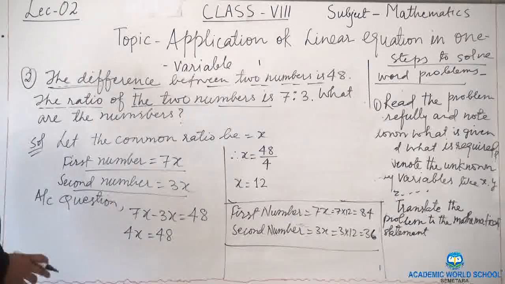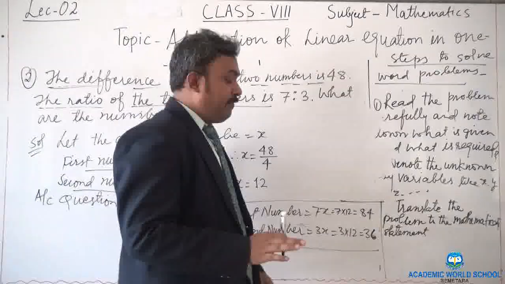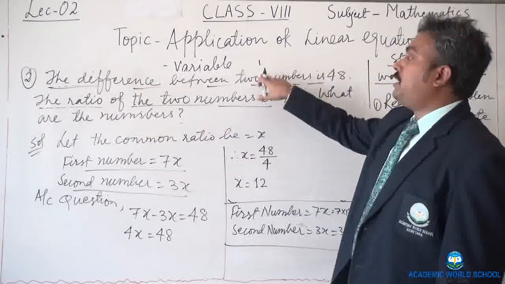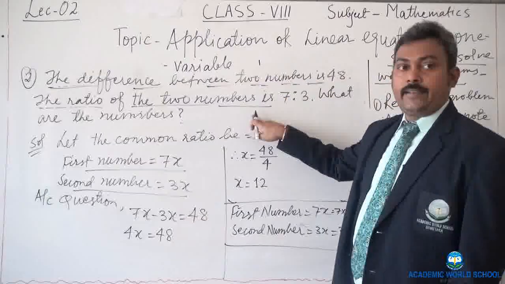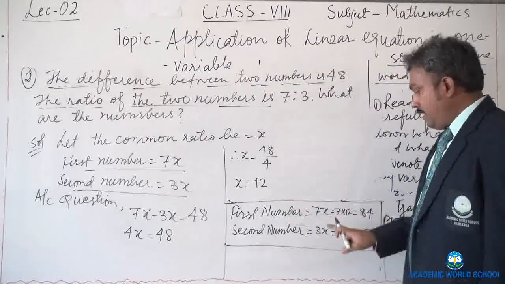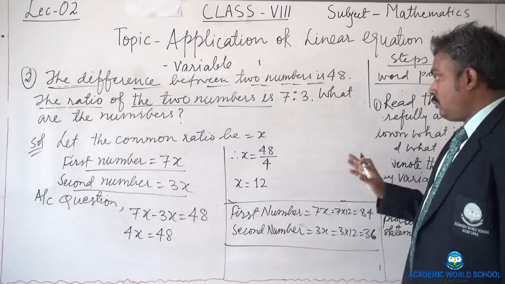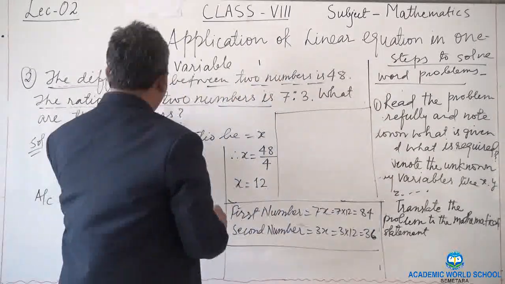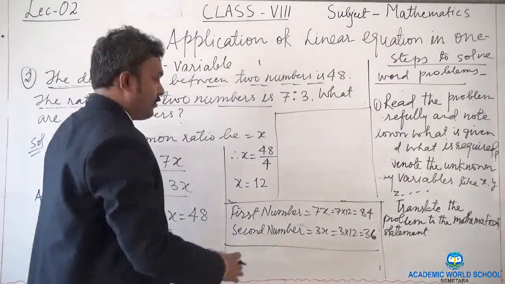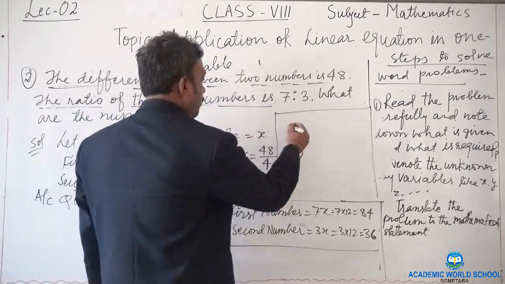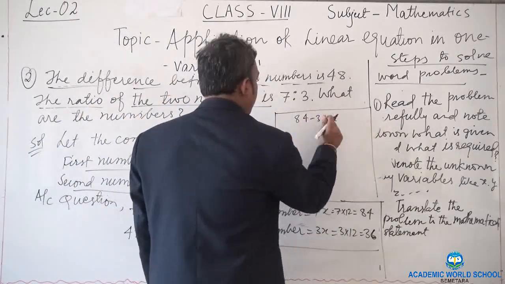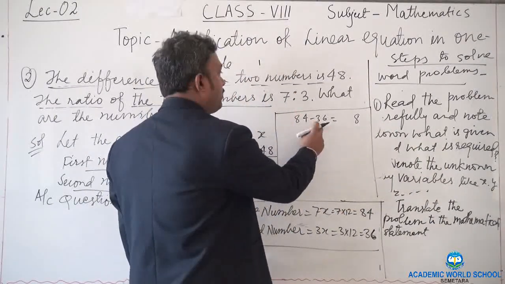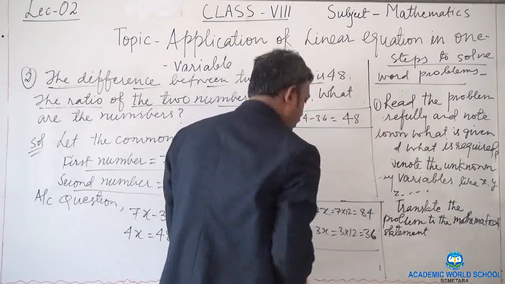Now in the next step, what we need to do is verify our result. Using either the first condition or the second condition, you can verify your result. So let us verify it. I will use both of the conditions. First condition, their difference should be 48, which means 84 minus 36. From 14, 6 will go 8, and from 7, 3 will go 4. So we got 48.